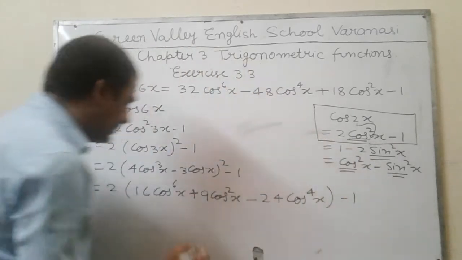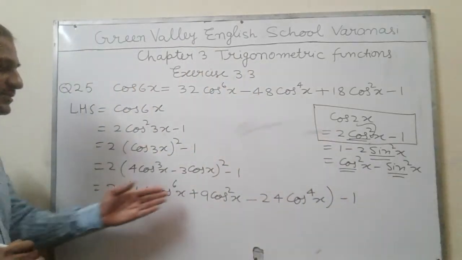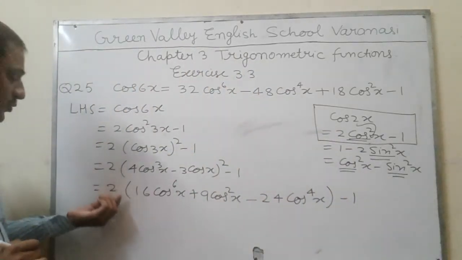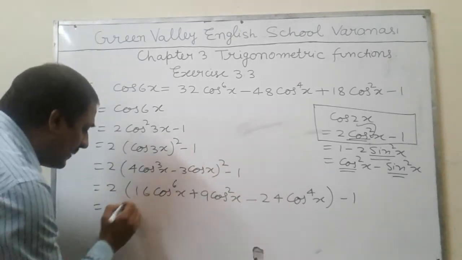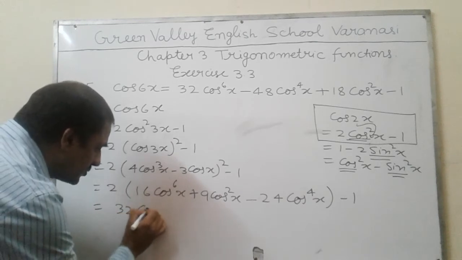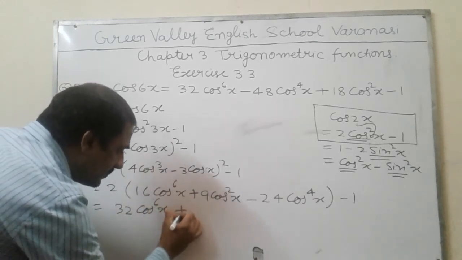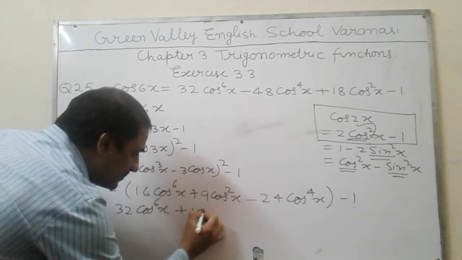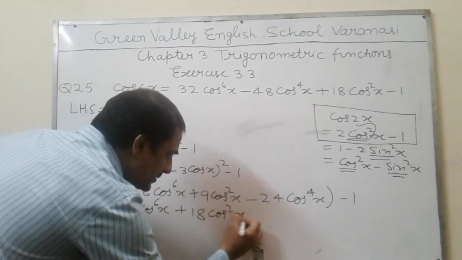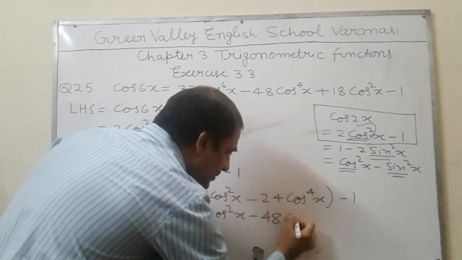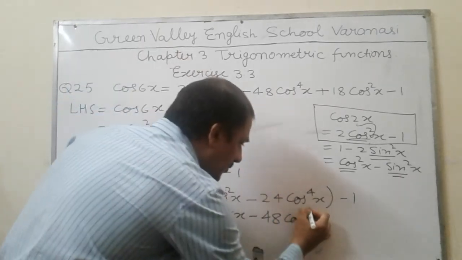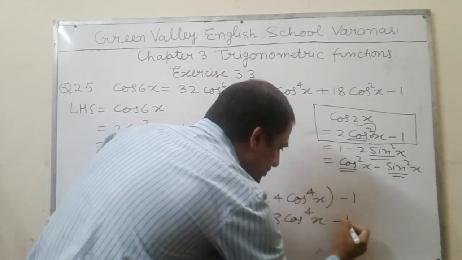Minus 1. Now we are going to remove this bracket. Here we are going to multiply 2 by all these terms. 2 multiplied by 16 is 32 cos to the power 6x, plus 18 cos square x, minus 48 cos to the power 4x, minus 1.